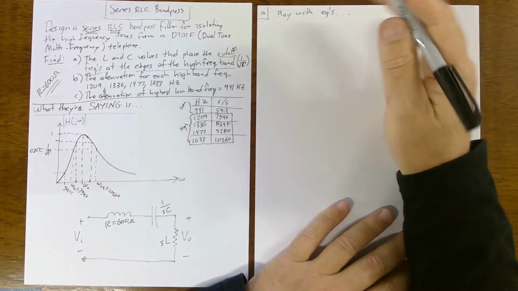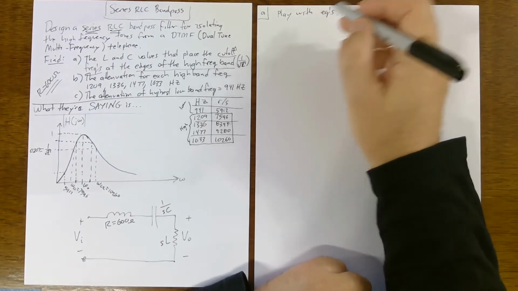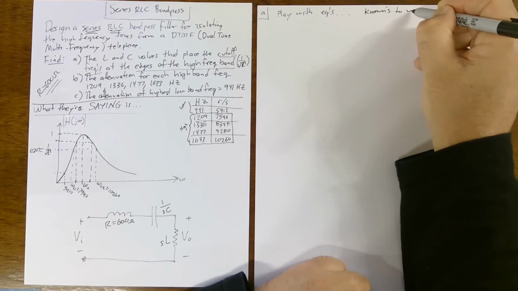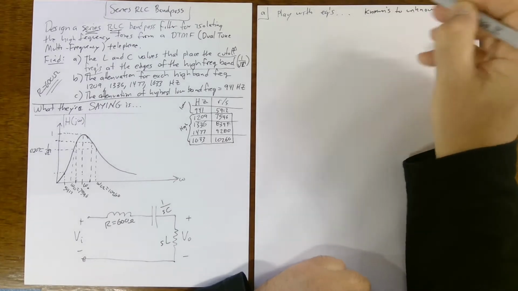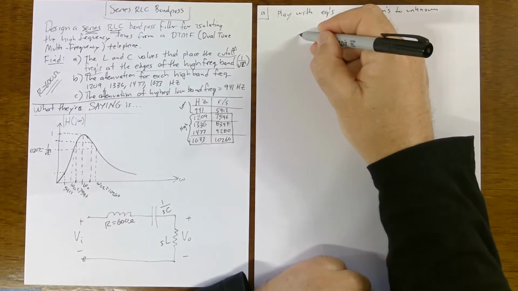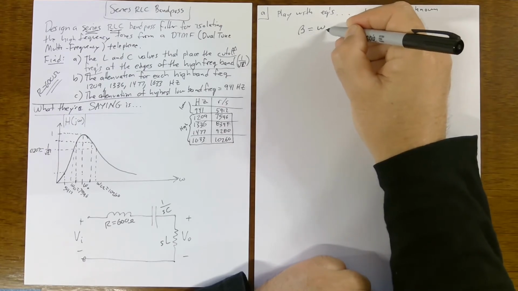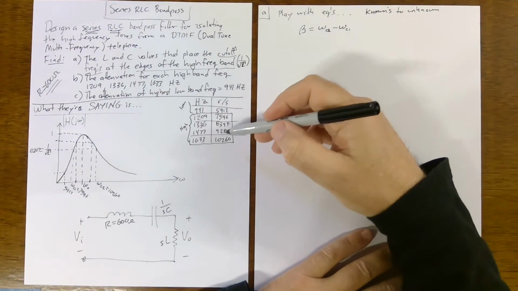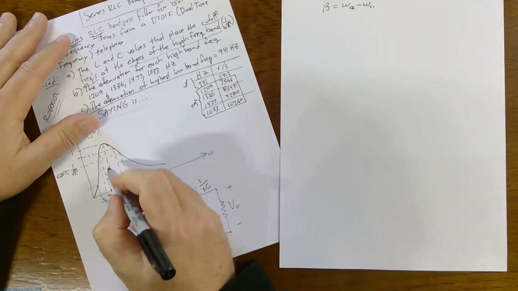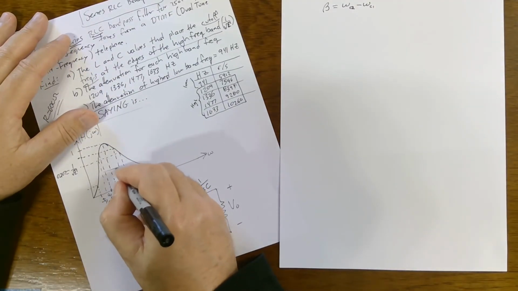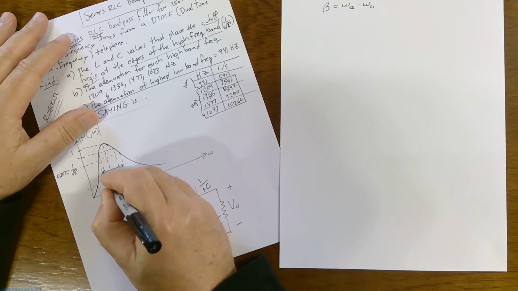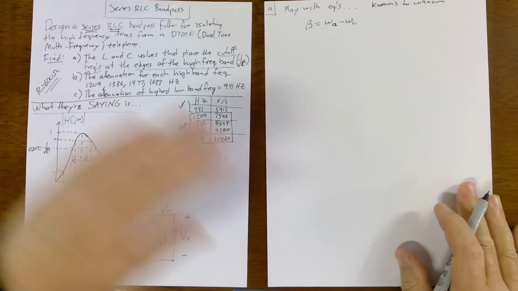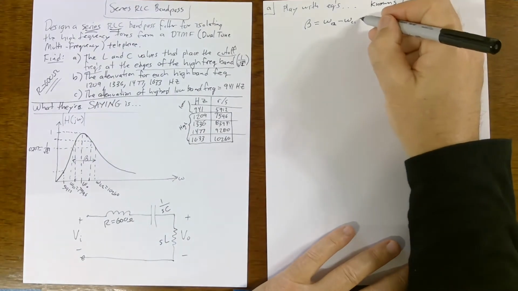Different equations, just pick ones that go from knowns to unknowns, basically. For example, we could calculate beta because we're given the two cutoff frequencies. And the bandwidth is this thing right here, between the two cutoff frequencies, is beta. So we can find that right now.